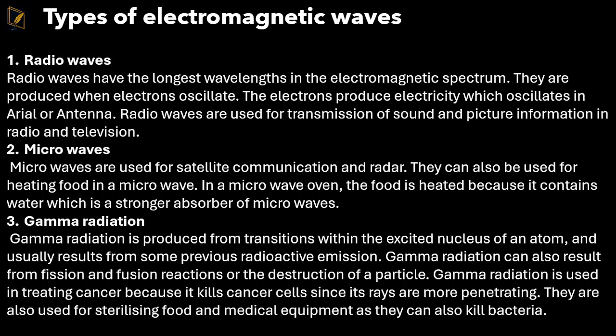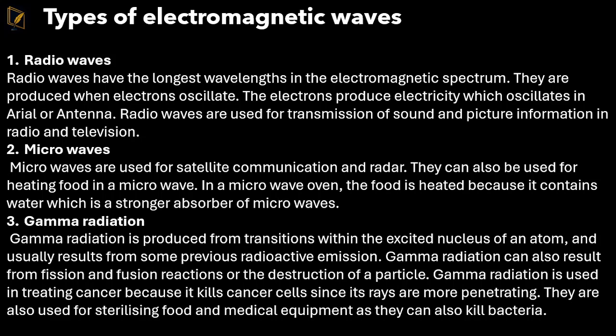We have radio waves as the first ones. Radio waves, as we have said, have the longest wavelength in the electromagnetic spectrum. They are produced when electrons oscillate. Where do they oscillate? They oscillate in the energy levels, right? The electrons produce electricity which oscillates in the aerial or antennae. So the radio waves are used for transmission of sound and picture information in radios and televisions.